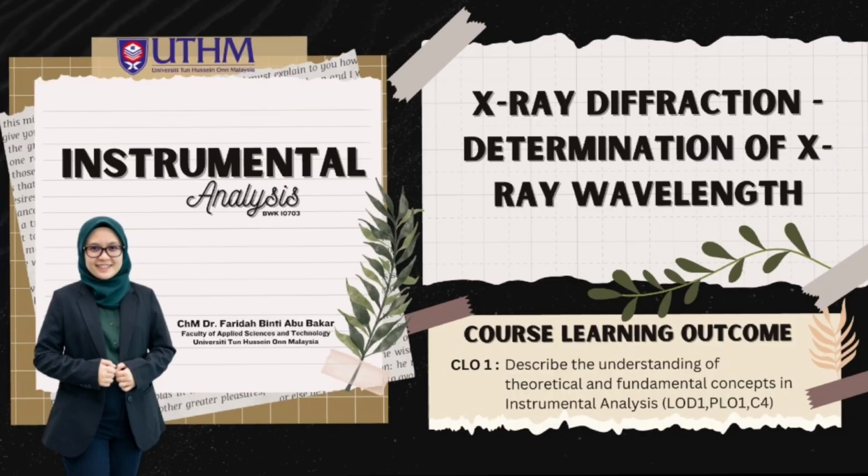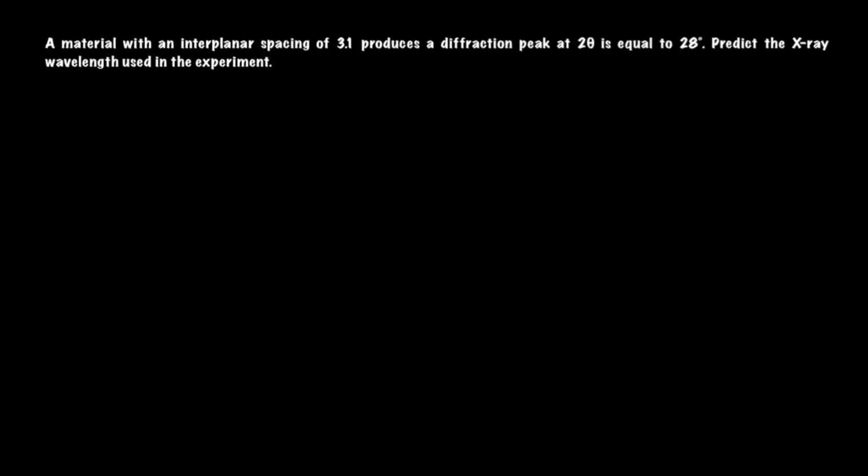In this video, we shall learn about X-ray diffraction on the topic of determination of X-ray wavelength. A material with an interplanar spacing of 3.1 produces a diffraction peak at 2 theta equal to 28 degrees. Predict the X-ray wavelength used in the experiment. To answer this question, you need to use Bragg's law. So you have n lambda equals 2d sine theta.